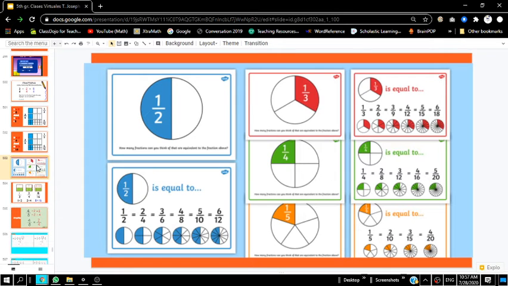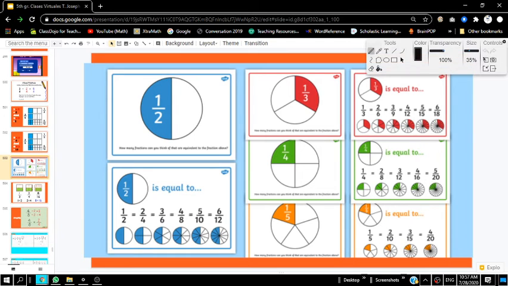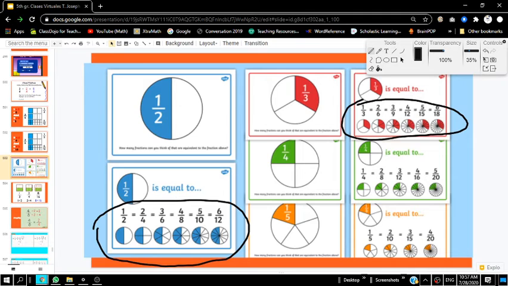Here's a couple of other examples to show you. Here's some equivalent fractions for 1/2, and some more equivalent fractions for 1/3, 1/4, and 1/5. You'll notice the denominator is changing as well as the numerator because we're multiplying both numerator and denominator by the same number.